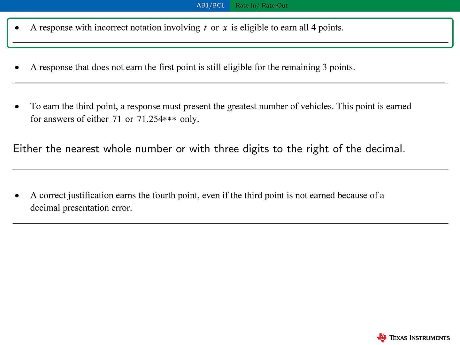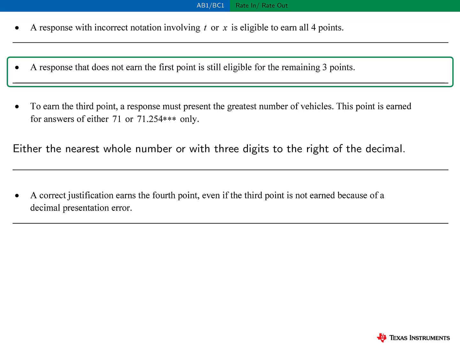A response may use the variable x instead of t, and this is still eligible for all 4 points. A response does not have to earn the first point to be eligible for the remaining 3 points. One way for this to happen is if a student presented a graph of A and the horizontal line y equals 400 without ever writing the equation A of t equals 400.